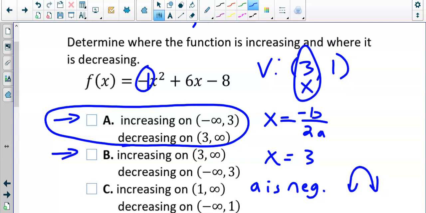Okay? So you can use the same information. You can think about it algebraically, or you can go into the graphing calculator, have it help you out. A lot of cool things the graphing calculator can do.